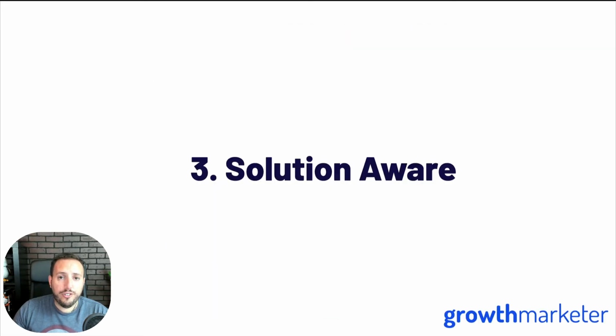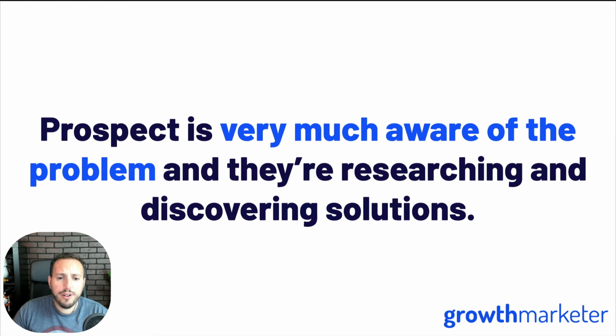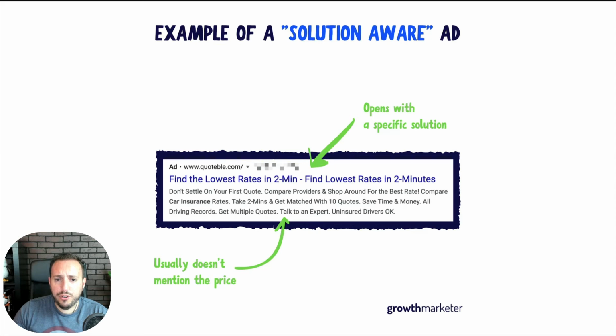Next up, in the third stage, you have solution aware. This is where the prospect is very much aware of the problem and they're researching and discovering solutions. And an example of a solution aware ad would be this one. Now, this is a Google ad and it opens with a specific solution. And you can see here, it usually doesn't mention the price. Now, that's not always the case, but a lot of times, if you're just talking about the solution and you're not really getting into the product or the service just yet, there's no need to mention the price at this point. So here's an example from a company called Quotable, where you can find the lowest rates in 2 minutes. So it's talking about that solution, in this case, for finding an insurance provider.